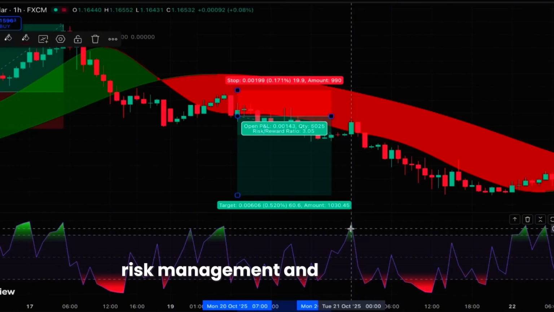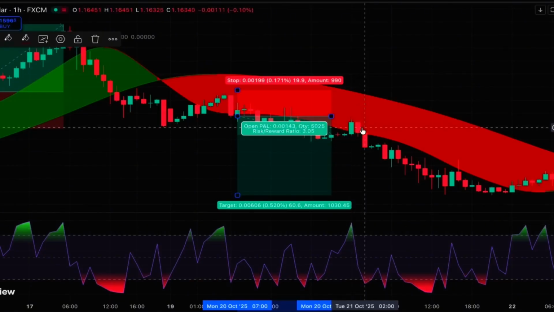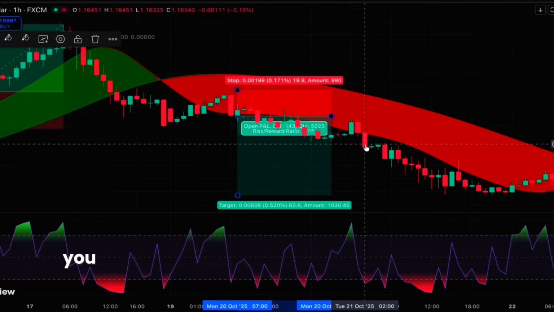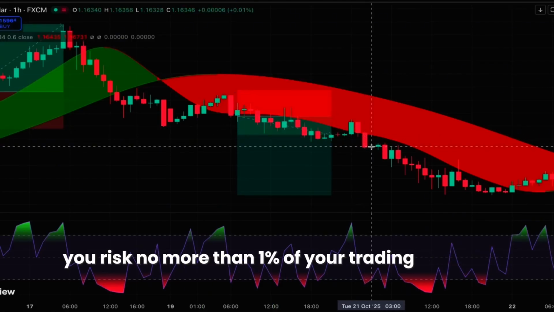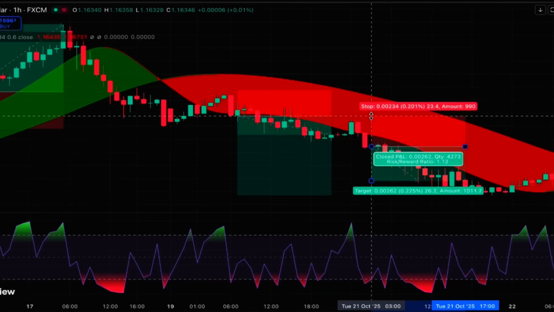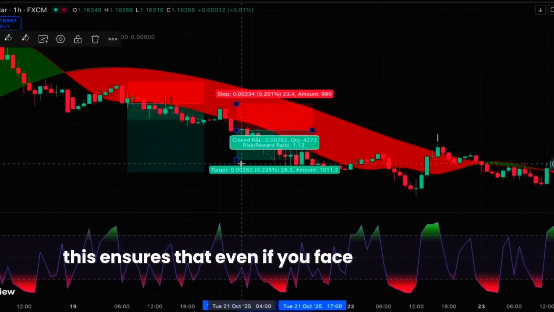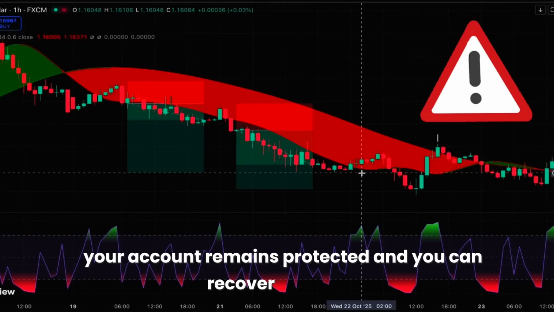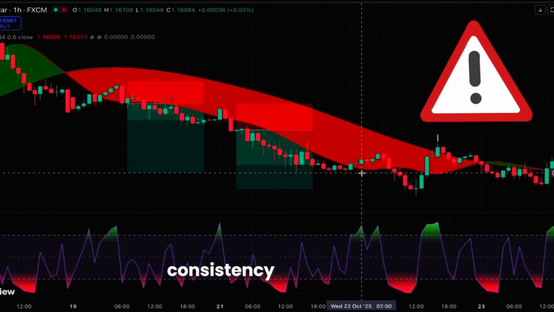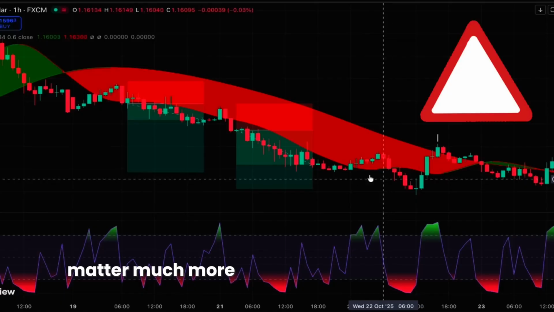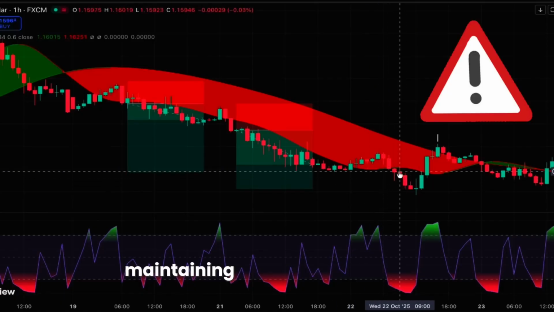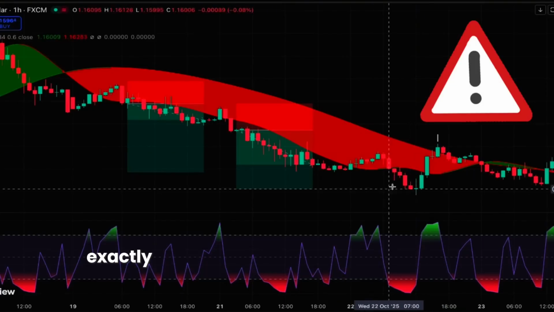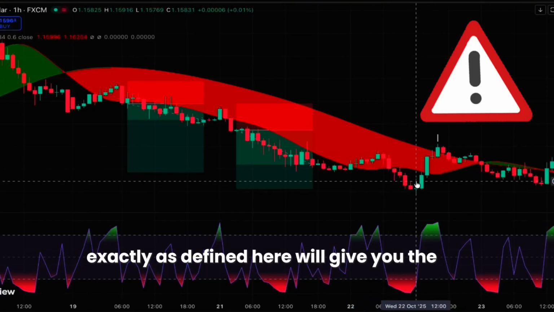Risk management and best practices. A reliable approach professionals use is the 1% rule, meaning you risk no more than 1% of your trading capital on any single trade. This ensures that even if you face a series of losing trades, your account remains protected and you can recover over time. Consistency and discipline matter much more than any single winning trade. Maintaining good emotional control and following your strategy parameters exactly as defined here will give you the best results over time.